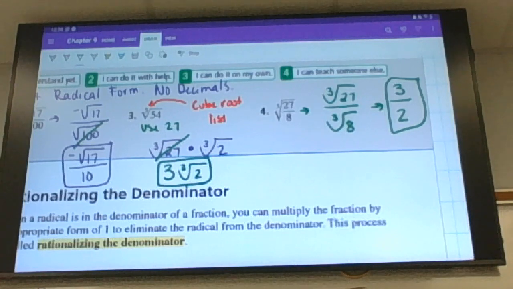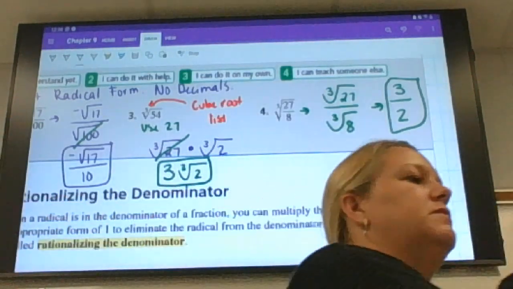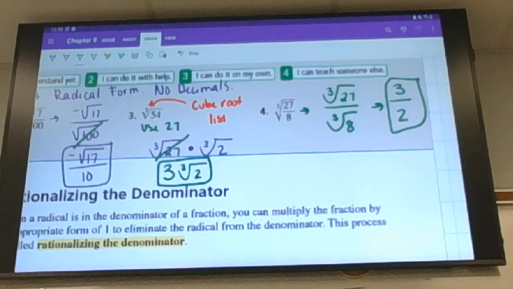If you want to keep your square roots on one side and cube roots on one side, and you have a pocket in your folder, you can pull this out and it will help you with using it next.